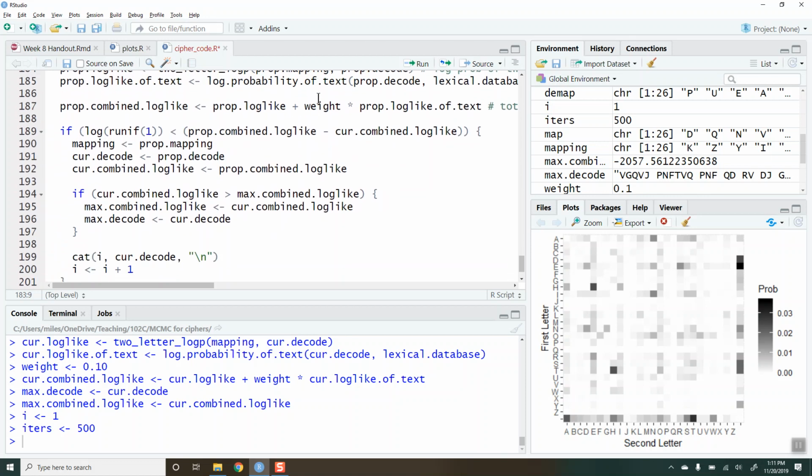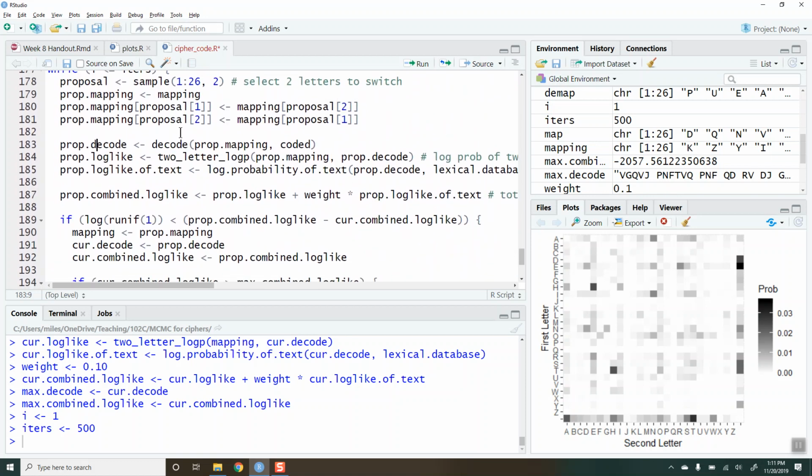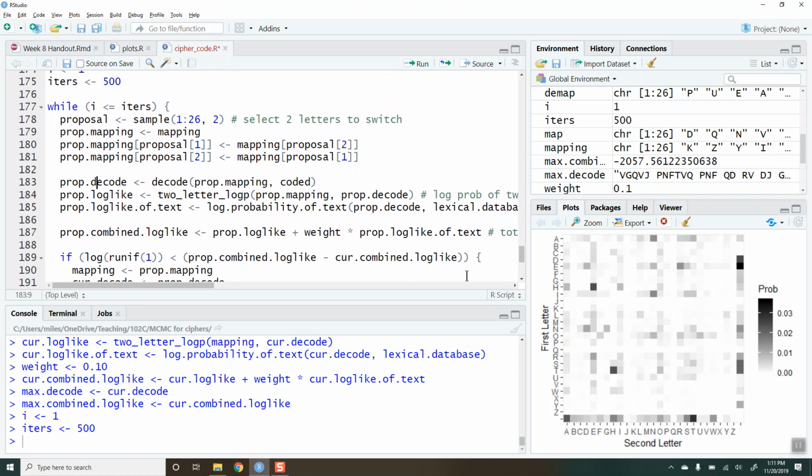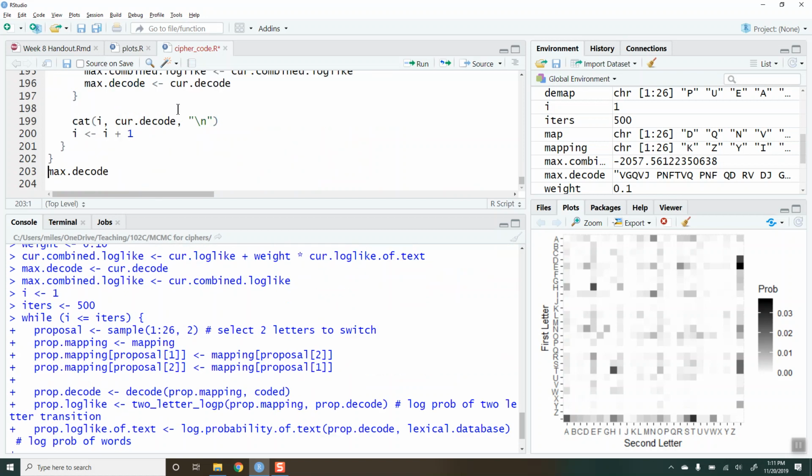In the 2 log probabilities. Okay, so this is going to do it, and we will see that it starts off with nonsense. This is how it starts off. This is "Enter Hamlet, to be or not to be," but it's CJMCP ATU VCM. That's "Enter Hamlet." Okay, and so we're going to start there.